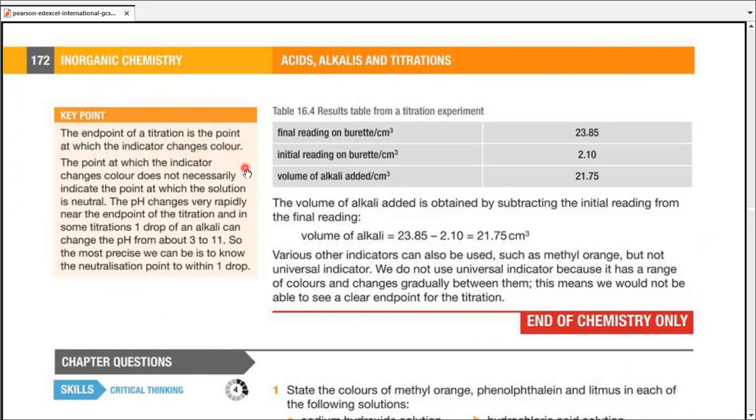Here, the word permanently is missing. The point at which the indicator changes color does not necessarily indicate the point at which the solution is neutral. The pH changes very rapidly near the endpoint, and in some titrations, one extra drop of an alkali can change the pH from 3 to 11. So you never know what big change an extra drop can bring to your entire titration. That's why we always say it has to be done meticulously and, of course, with patience.